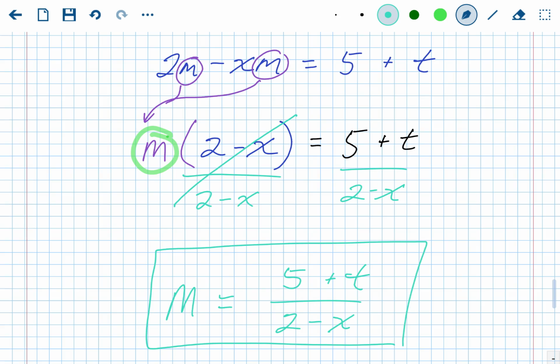All right, and those are literal equations. We're just rearranging formulas. We're not solving, not figuring out what each variable is. We're just rewriting formulas using all the properties and all the tools that we already know how to use.